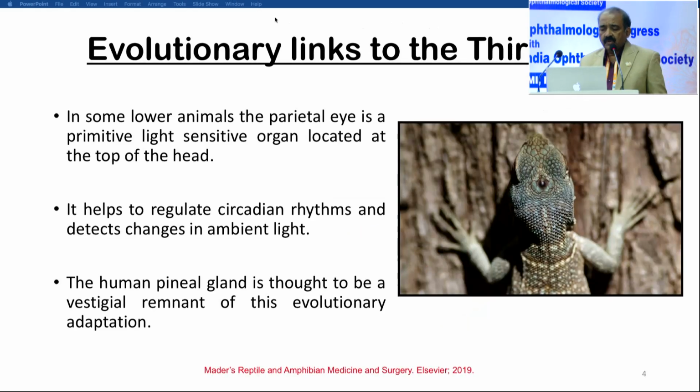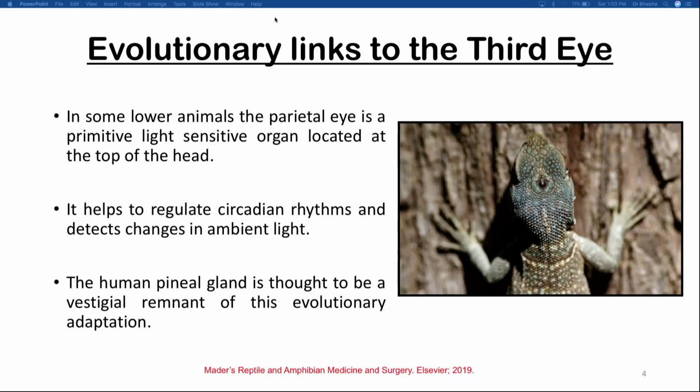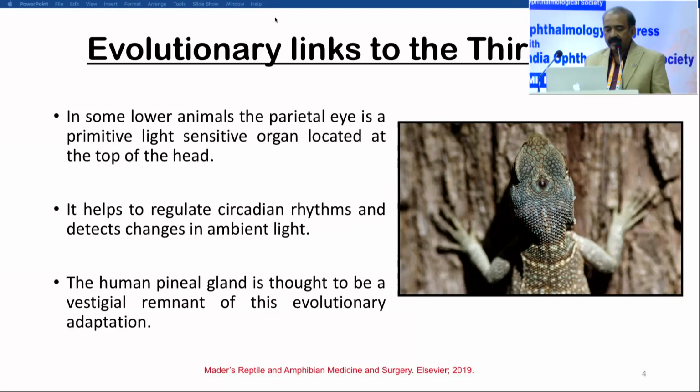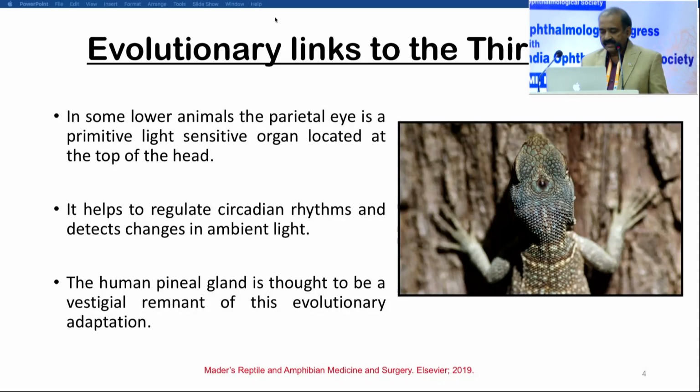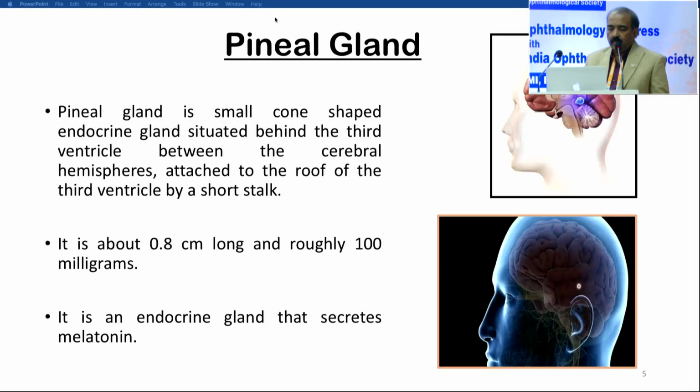In some lower vertebrates, the parietal eye is a primitive light-sensitive organ located on the top of the head. It helps to regulate circadian rhythm and detects changes in the ambient light. The human pineal gland is thought to be a vestigial remnant of this evolutionary adaptation.